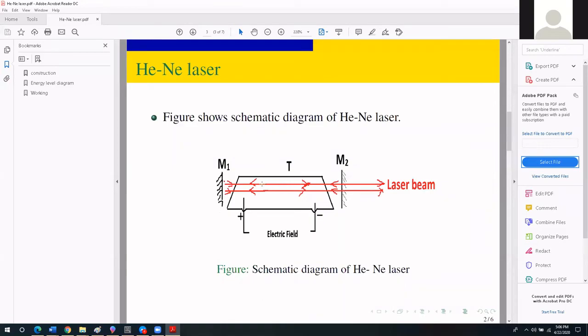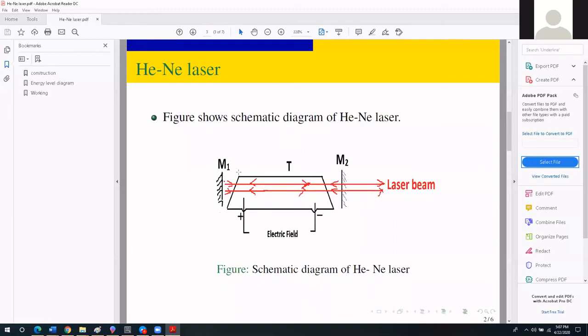Depending on the power, the ratio of the gases varies. There are two mirrors, M1 and M2, at the ends of the tube. Mirror M1 is almost 100% reflective, and mirror M2 is almost 95% reflective, and the laser beam is emitted through it. There are two terminals to maintain an electric field in the gas. This much is enough for the construction.